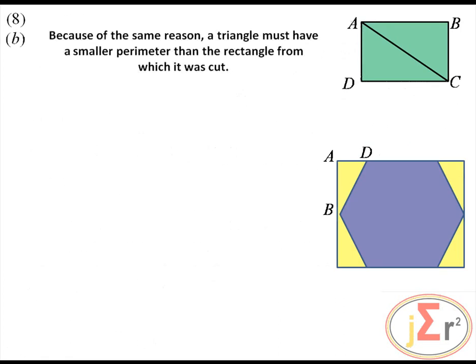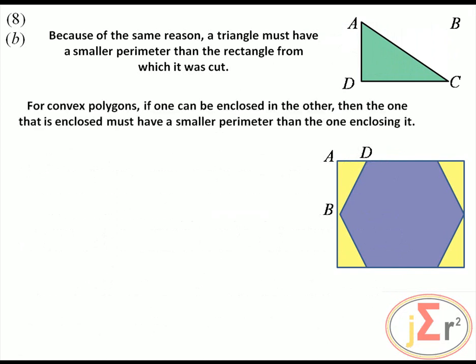Because of the same reason, a triangle must have a smaller perimeter than the rectangle from which it was cut. So if we cut a triangle from a rectangle, the triangle will have a smaller perimeter, because we would have to go all the way here and down, which is a longer way than just going like that. So the remaining triangle will have a smaller perimeter than the original rectangle.